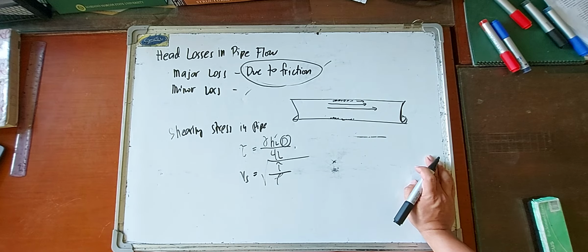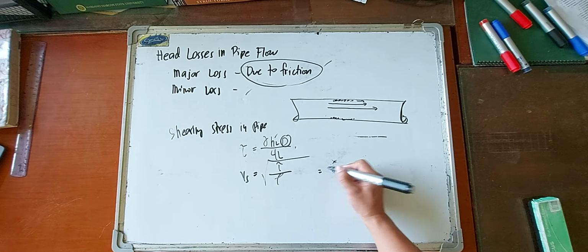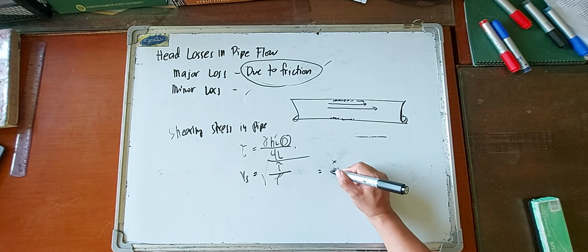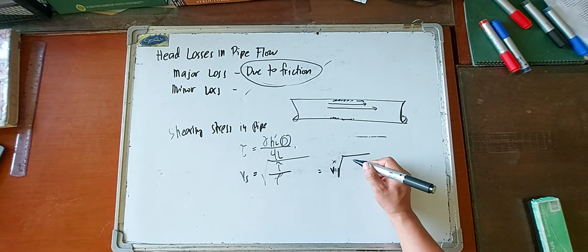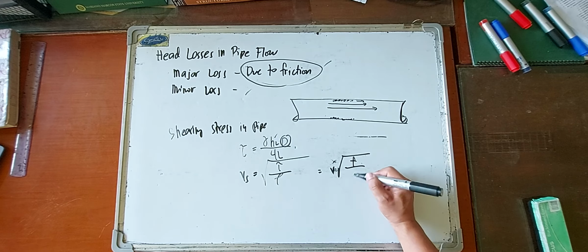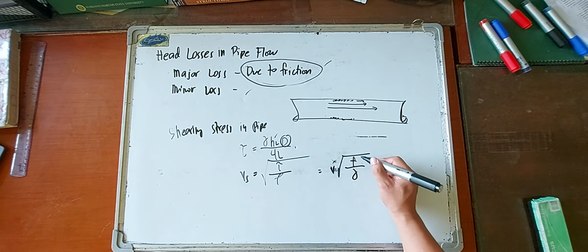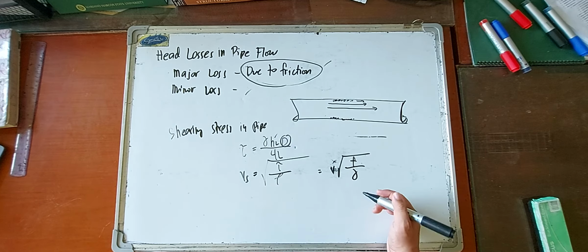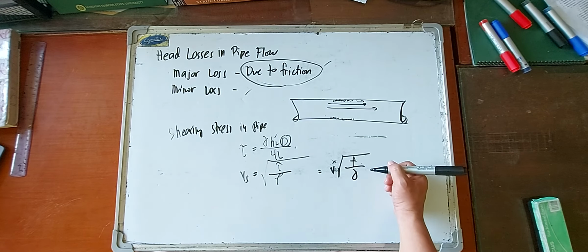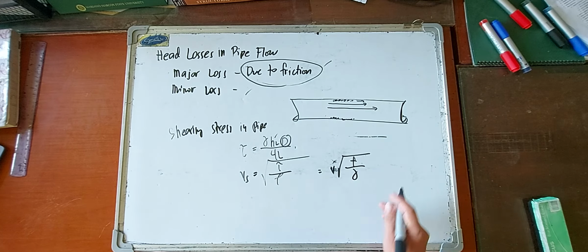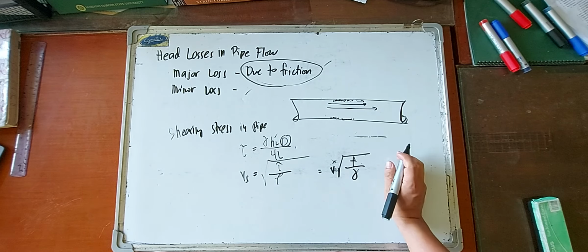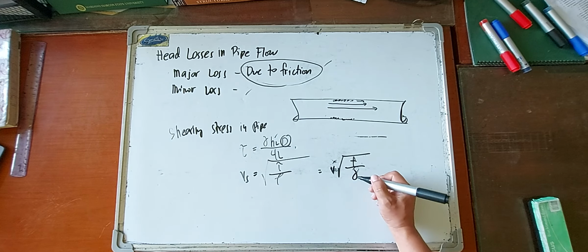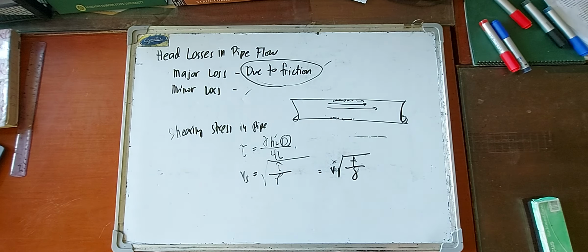Or that is also equal to velocity times the square root of the friction factor all over 8. We can compute for the friction factor using several formulas, which we will discuss later. Okay, it's 8 here, not gamma. Okay, so that's it.